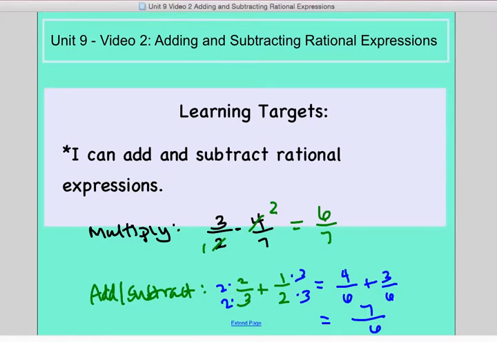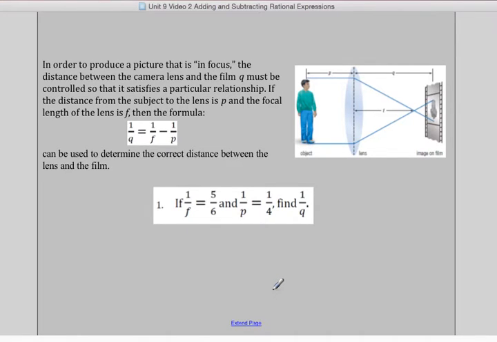All right, so we have an example. In order to produce a picture that is in focus, the distance between the camera lens and the film must be controlled so that it satisfies a particular relationship. If the distance from the subject to the lens is p, and the focal length of the lens is f, then the following formula, 1 over q equals 1 over f minus 1 over p, can be used to determine the correct distance between the lens and the film.